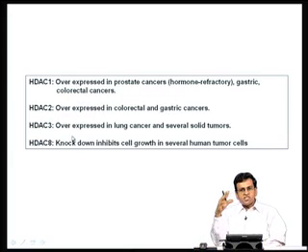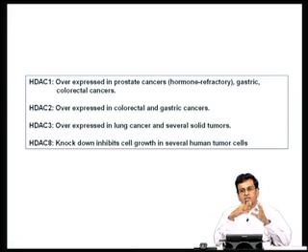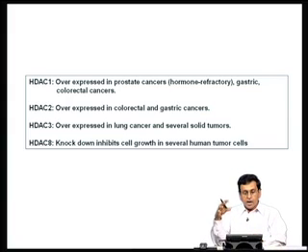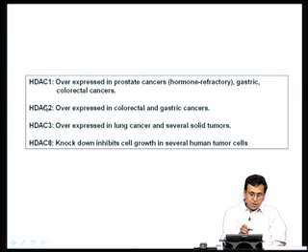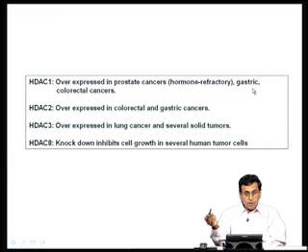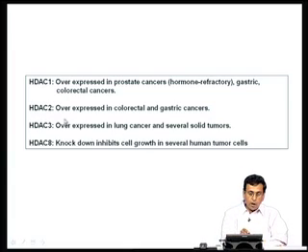Now, why are these HDACs very important? When people started identifying these HDACs and asked where they are expressed, they looked at the expression of these various HDACs in normal cells versus tumor cells, and found that many of these HDACs are overexpressed in a number of cancer tissues. For example, HDAC1 is overexpressed in prostate, gastric and colorectal cancers. Although this is only a correlation, it tells me that in many of these cancers there is very high HDAC activity. Similarly, HDAC2 is overexpressed in a number of colorectal and gastric cancers.